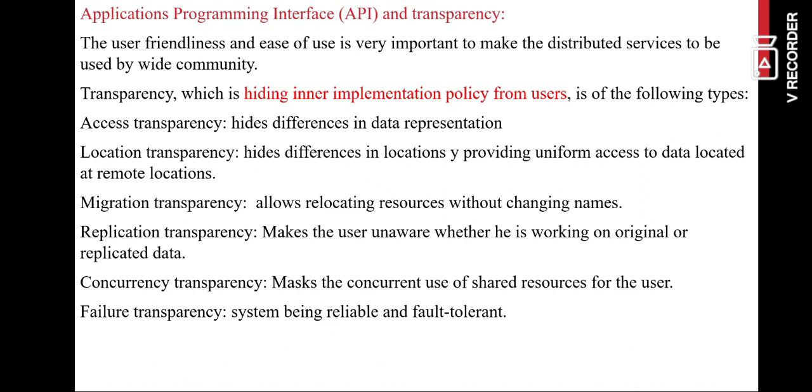The next one is replication transparency. It makes the user unaware whether he is working on the original data or the replicated data, that is, the copy data. Then concurrency transparency, it masks the concurrent use of shared resources. Failure transparency: in case any failure happens, since we use the concept called replication, you can easily overcome this failure. Such failure is hidden from the user.